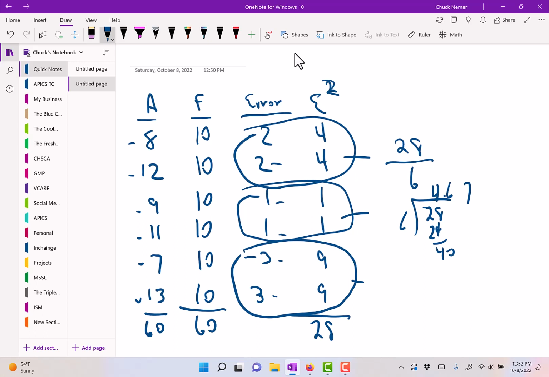So fundamentally, the formula for mean squared error is equal to the sum of errors, actual minus forecast, squared, divided by the number of periods, or in math terms, n. Okay?